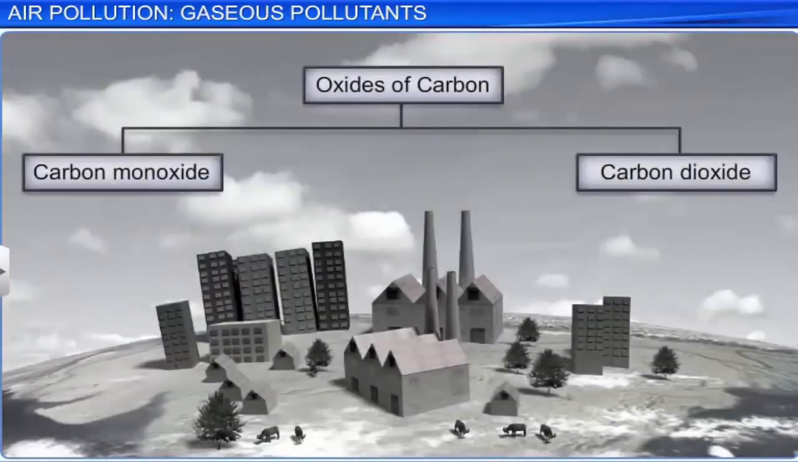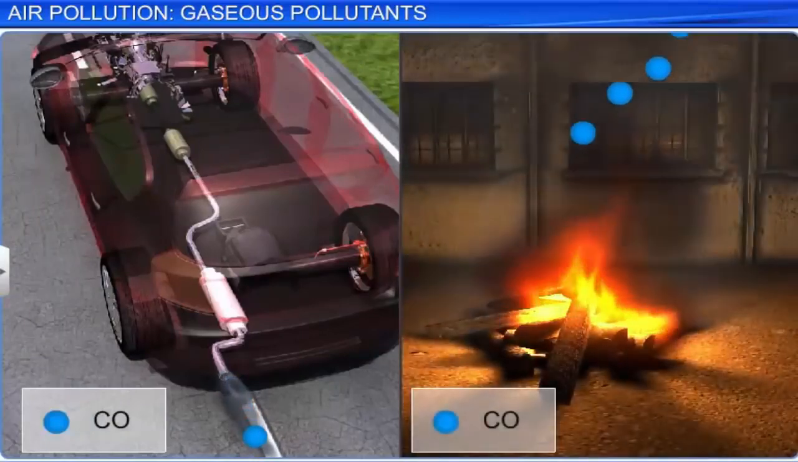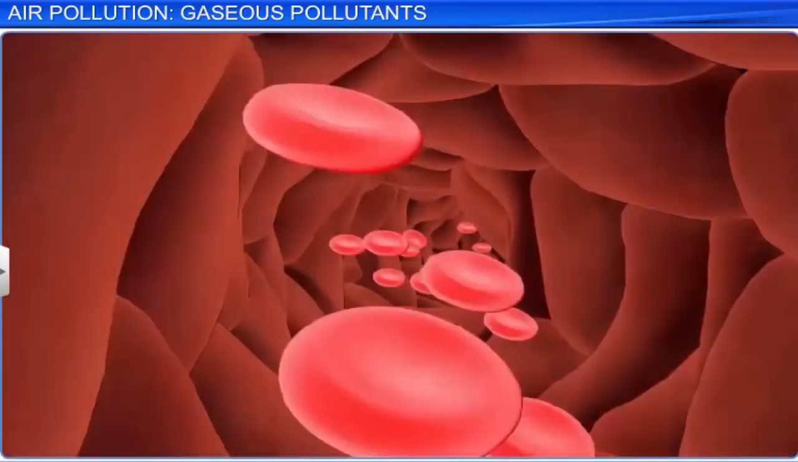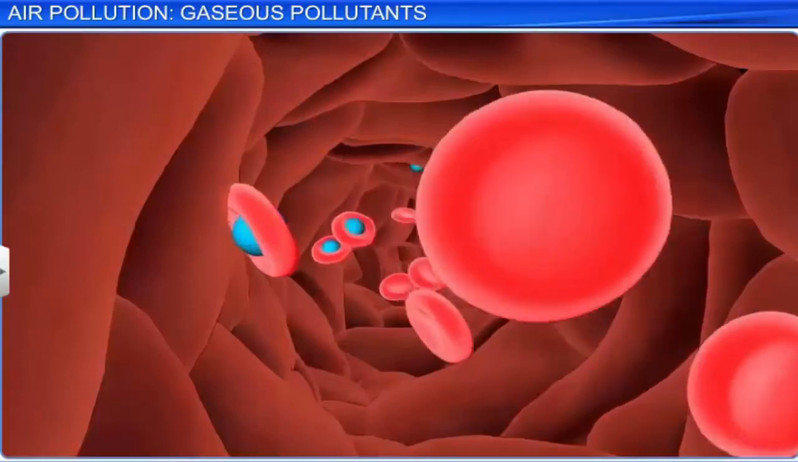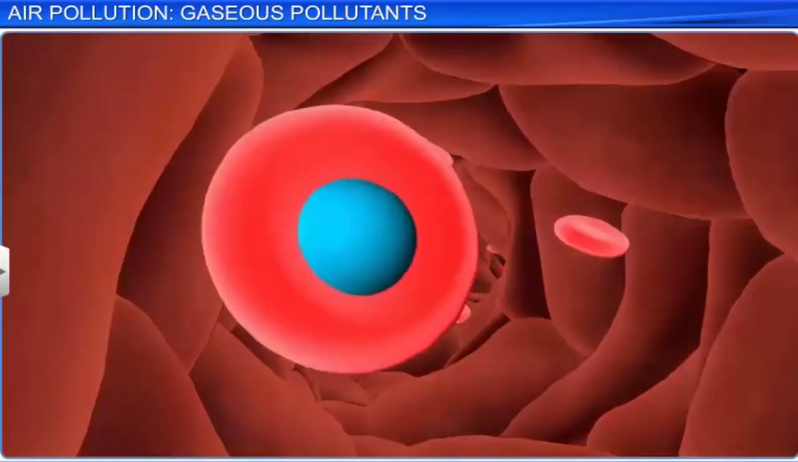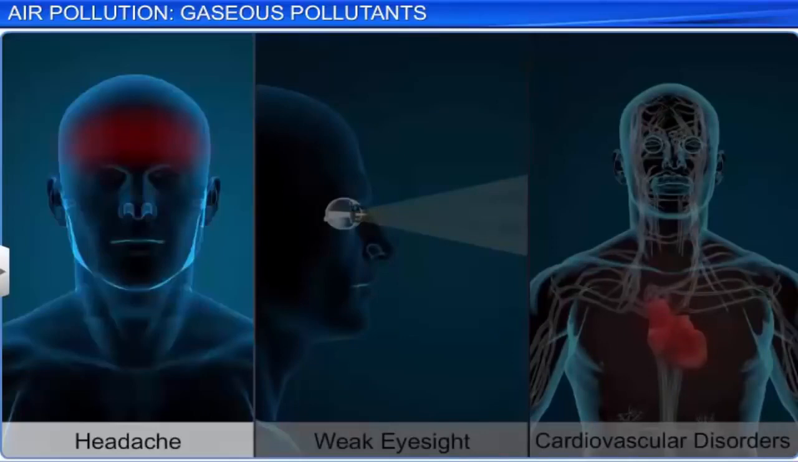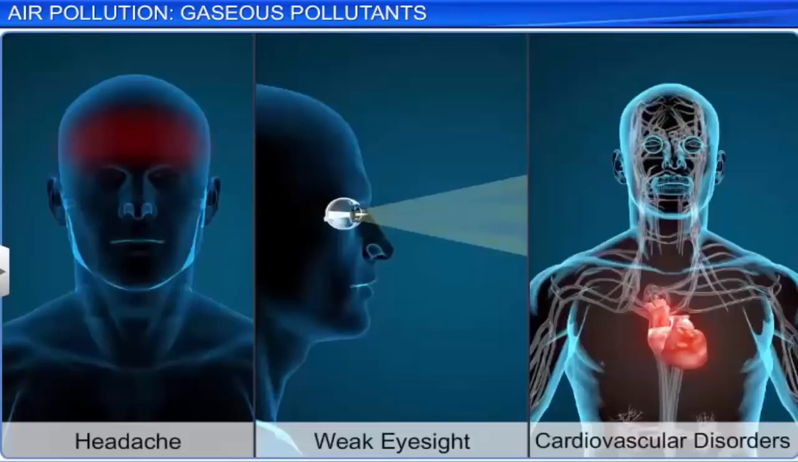Other major gas pollutants are the oxides of carbon, namely carbon monoxide and carbon dioxide. Carbon monoxide is produced by automobile exhaust and incomplete combustion of fossil fuels. This highly poisonous gas combines with hemoglobin in blood, forming carboxyhemoglobin. When the concentration of carboxyhemoglobin reaches 3 to 4%, it reduces the oxygen carrying capacity of blood. This results in headache, weak eyesight, and cardiovascular disorders. In extreme cases, it can also cause death.